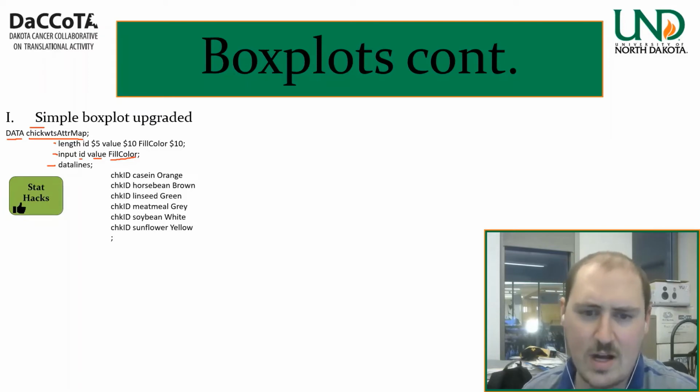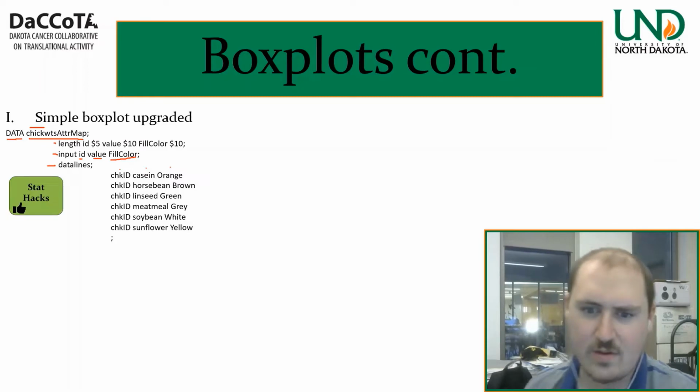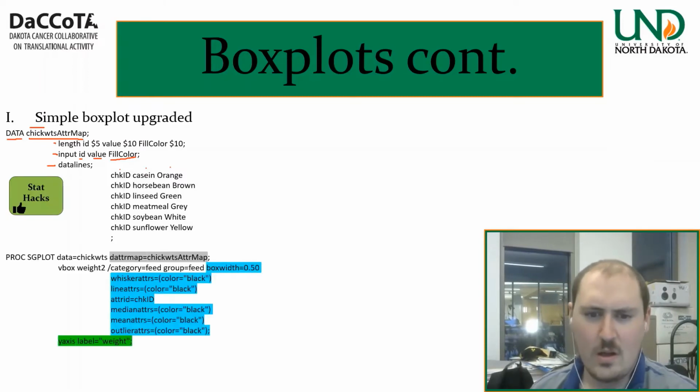And so each line is going to have our ID, so chick ID, our value, which in this instance is going to be the different categories of feed, and then our fill color, the thing we're actually going to eventually change. So I have different colors here. And so now what we can do with that is, when we run PROC SGPLOT, we can throw that in.